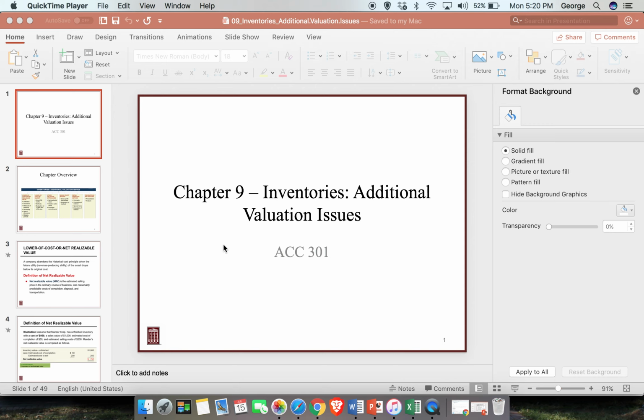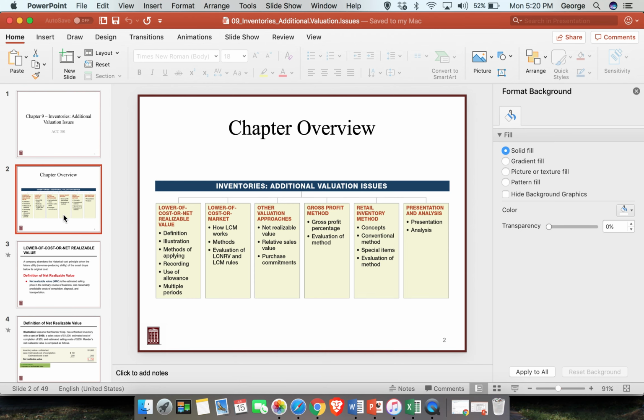So this will be on Test 3. This chapter covers a couple of different things. First, we'll look at lower of cost or net realizable value. Sometimes the market price drops our inventory below what we paid for it. So in the interest of conservatism, we will have to record that at the market value, net realizable value. Then, not to be confused, the lower of cost or market, which really does use net realizable values as part of its definition of market. So we'll look at how that works.